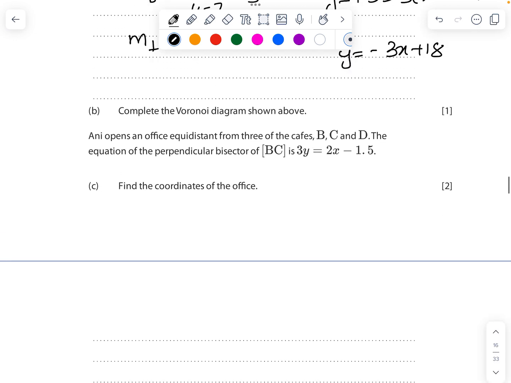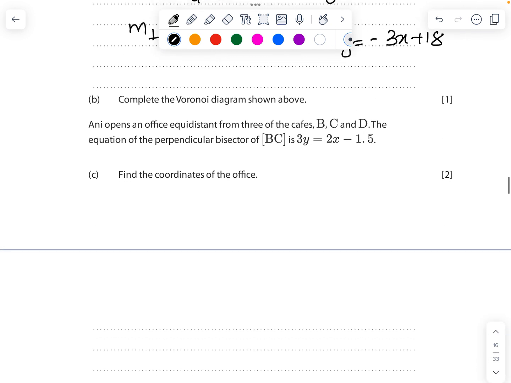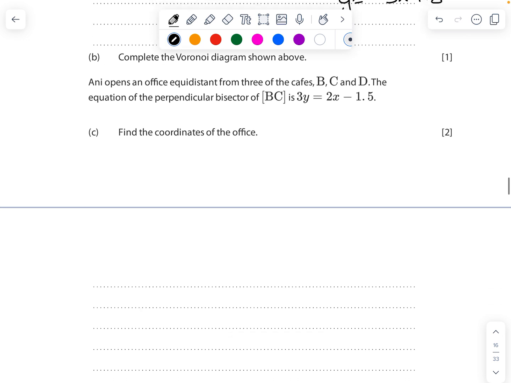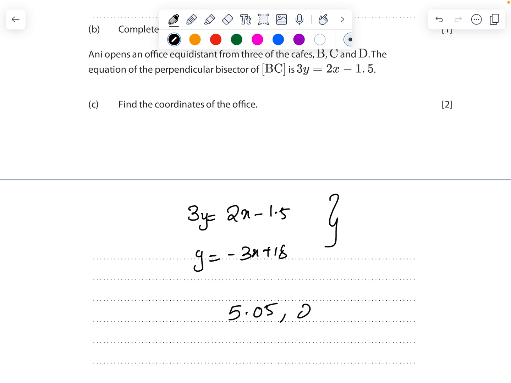Complete the Voronoi diagram as shown. So what am I going to do? I am going to draw the perpendicular bisector for AD. Then find the coordinates of the axis. So 3y equals 2x minus 1.5, y equals negative 3x plus 18. Use GDC to get that answer as 5.05, 2.86.